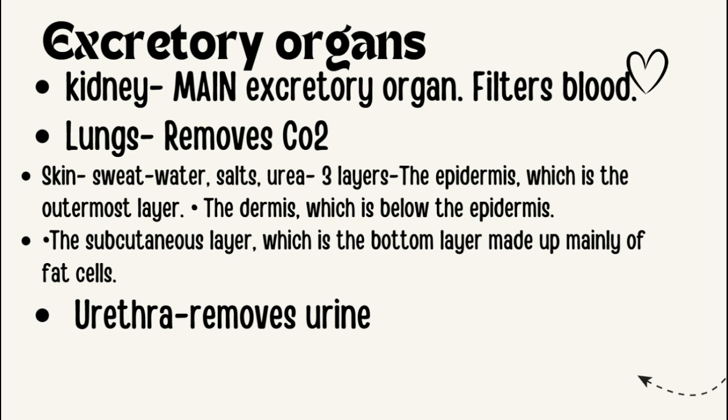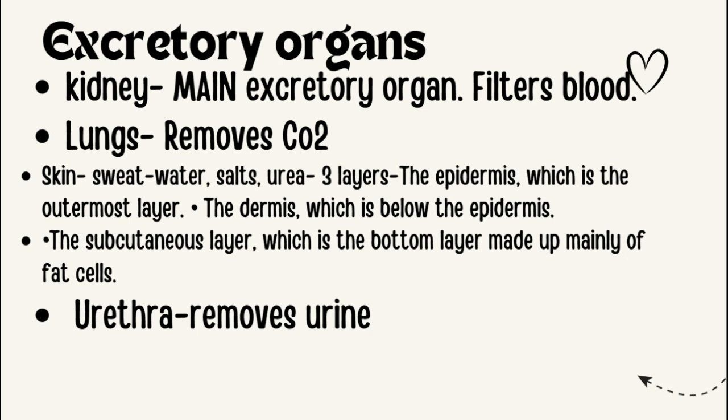And we said that the skin is the biggest organ, made up of three layers: the epidermis, which is the outermost layer, the dermis, which is below the epidermis, and then the subcutaneous layer, which is the bottom layer, made up primarily of fat cells. So even though the focus is on the kidney as the main excretory organ, we also have the lungs that serve their role, and the skin that serves its role.